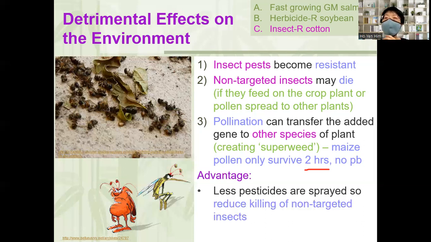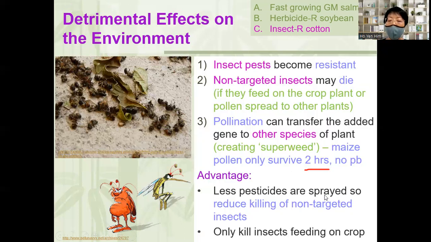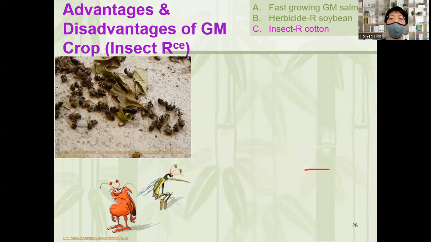Because it's insect resistant, we don't have to spray insecticide. So it will prevent us from killing the non-targeted insects, because if you spray the whole field, then all the insects will die. But now only insects that feed on the plant will die. Then we will not kill all the non-targeted organisms. This is an advantage, okay? And we only kill the insects feeding on the crop.